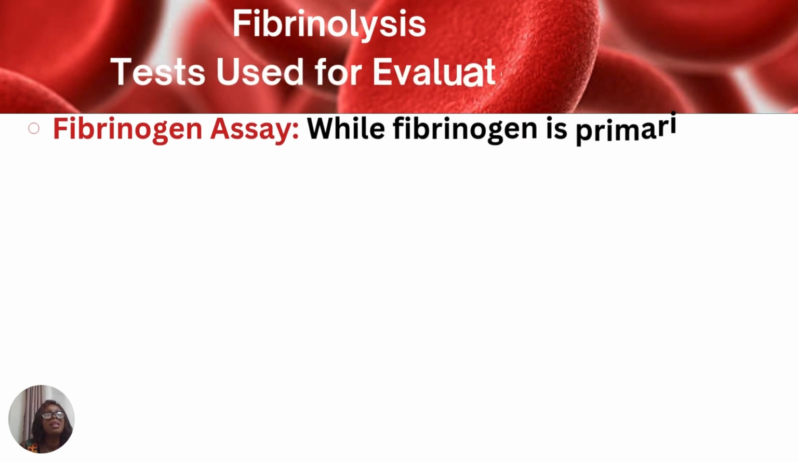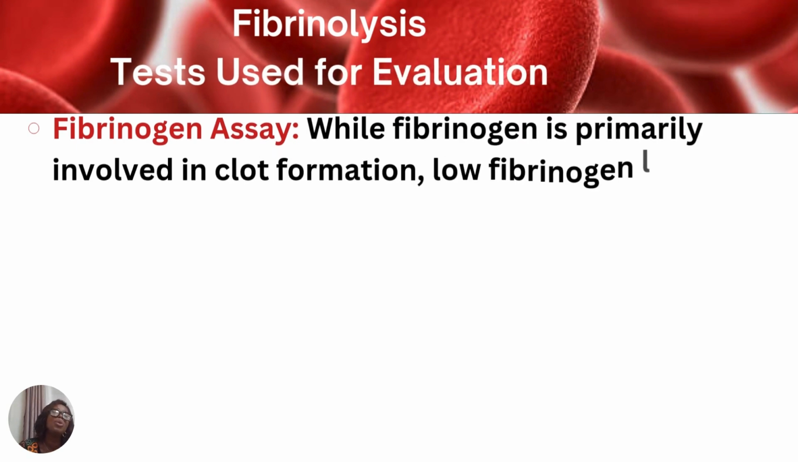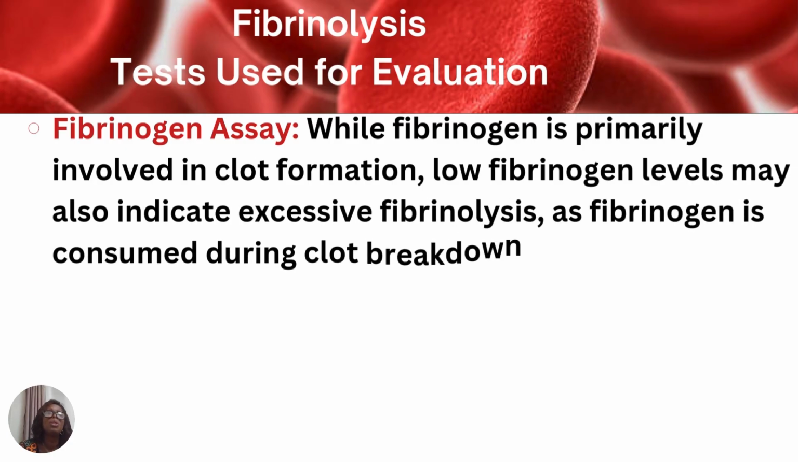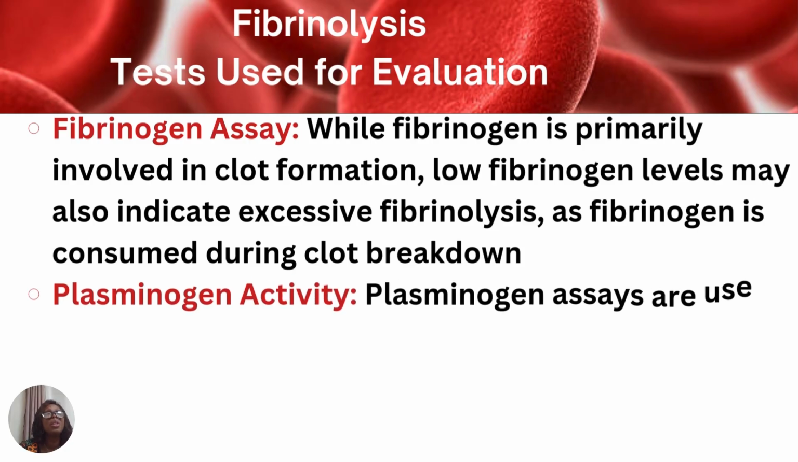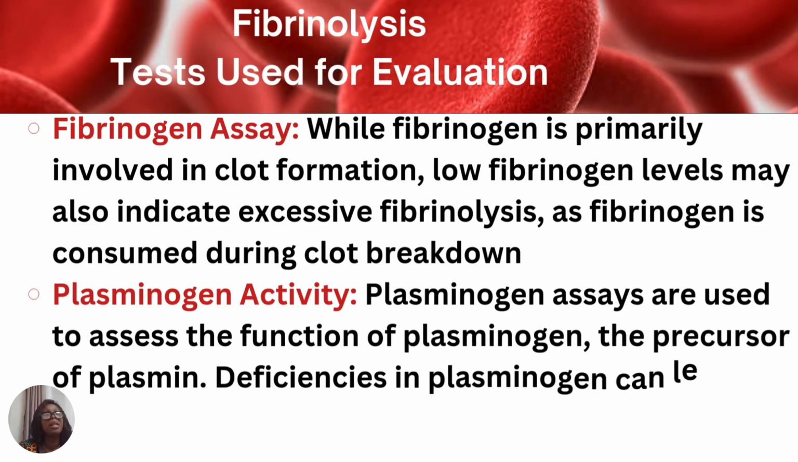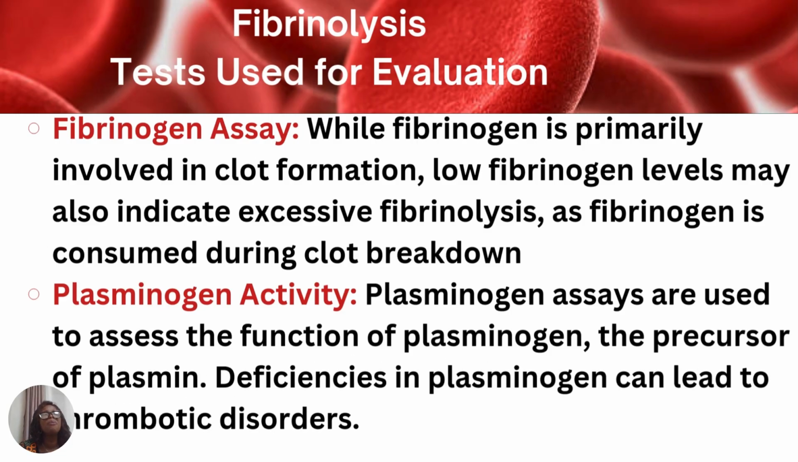We have the fibrinogen assay. Fibrinogen assay can also be used to assess this fibrinolysis process, but while fibrinogen is primarily involved in clot formation, low fibrinogen levels may also indicate excessive fibrinolysis as fibrinogen is consumed during clot breakdown. We have another test that can also be used: plasminogen activity. Plasminogen assays are used to assess the function of plasminogen, the precursor of the main protein in this process, which is plasmin. Deficiencies in plasminogen can lead to thrombotic disorder.